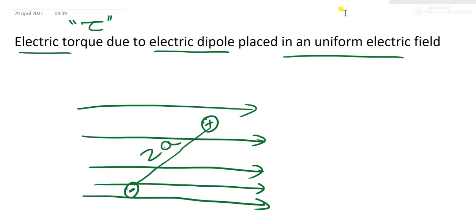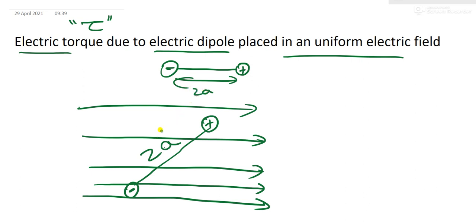Students, today we are going to learn about the electric torque due to an electric dipole placed in a uniform electric field. A uniform electric field has parallel field lines. The dipole is placed inside the uniform electric field. A dipole is equal and opposite charges separated by a small distance. We take the small distance as 2a. I'll tell you the reason for taking it as 2a.